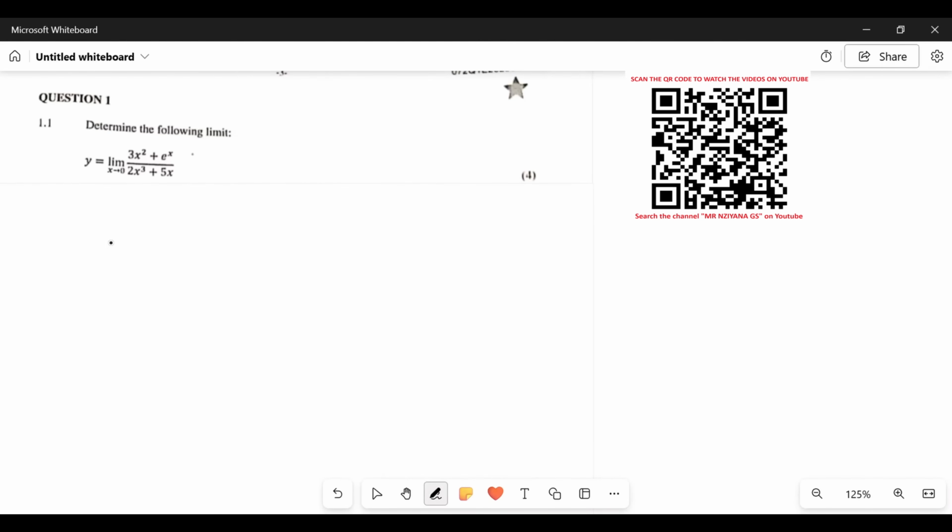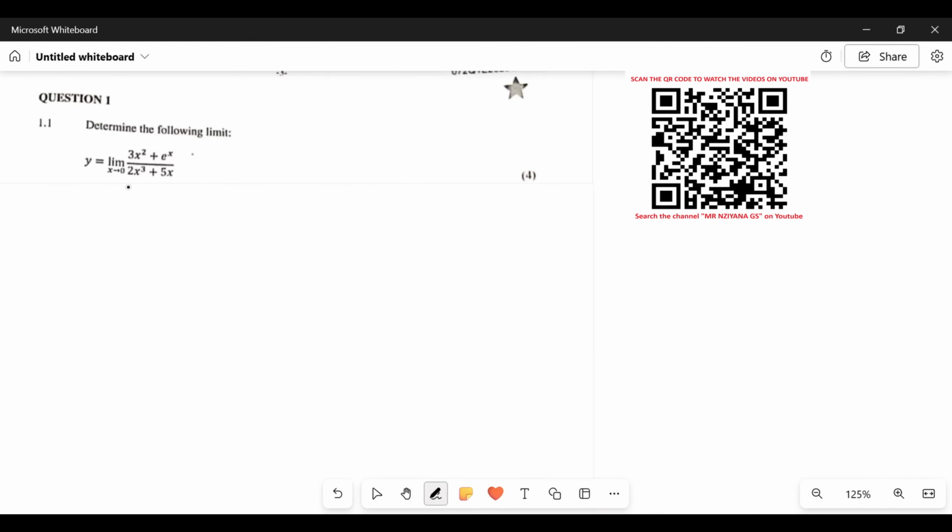All right, so here is our 1.1. The question goes like this: determine the following limit. Before we start with this question, as you can see, we have y is equal to the limit as x approaches 0. We have the numerator where we have 3x squared plus e to the power of x, all this divided by 2x cubed plus 5x.